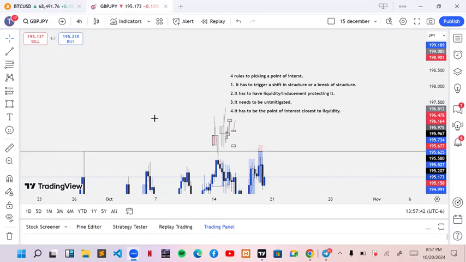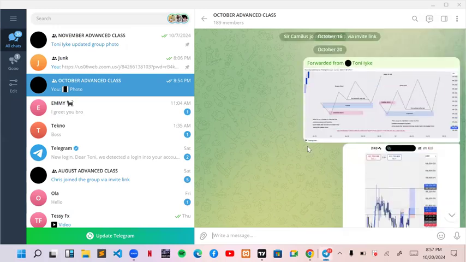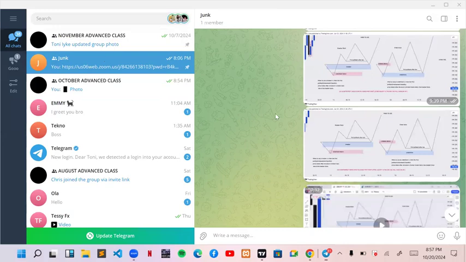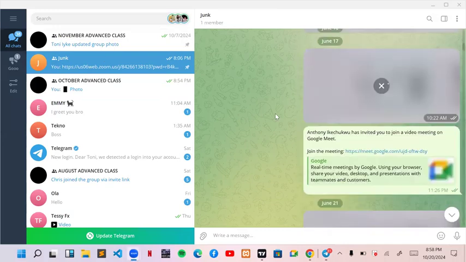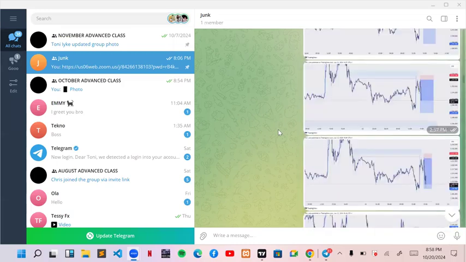The breaker block should always start from the body. If the first pullback mitigates the wick of the breaker block, but it does not mitigate the body of the breaker block, you can still use the breaker block. I have a scenario on GJ where the wick of the breaker was mitigated, but the body of the breaker was never mitigated. It's still valid to be used as an entry. Let me see if I can find that trade.